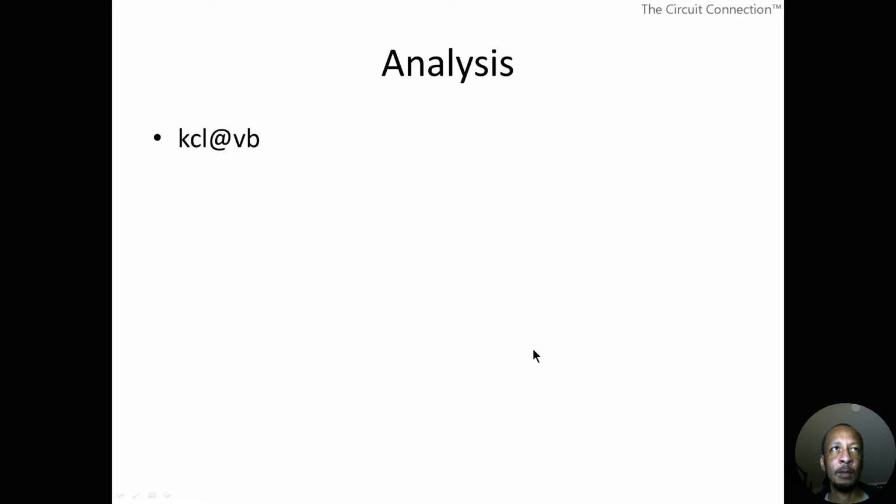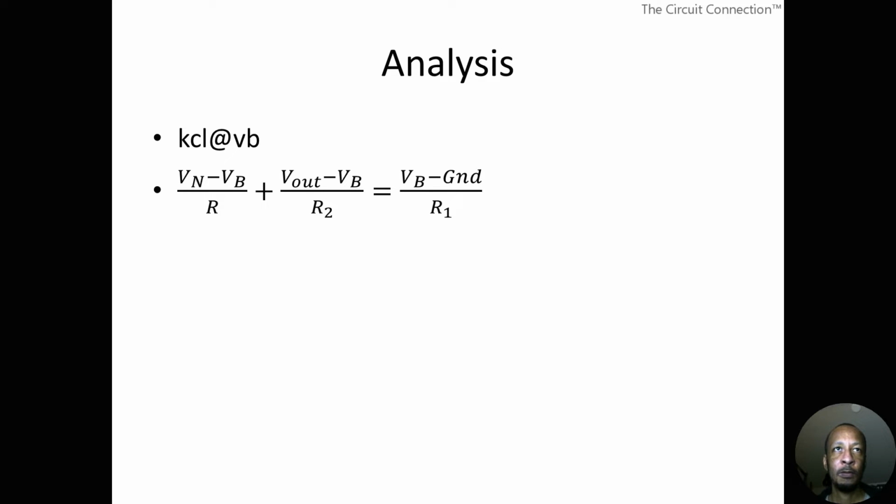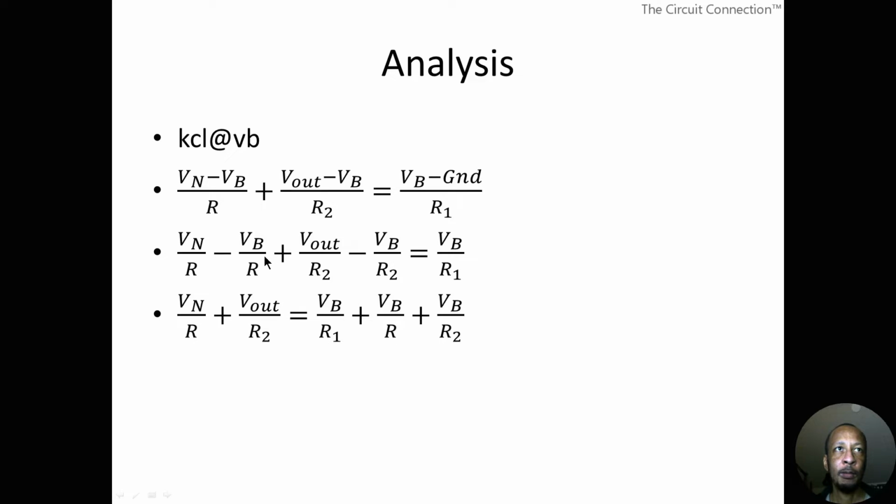So next, KCL at Vb. That gives us this equation here: (Vn minus Vb) over R plus (Vout minus Vb) over R2 equals (Vb minus ground) over R1. And so ground, of course, is 0, so that's going to reduce this part over here, and all we're left with is Vb over R1. Then we split up these fractions here because what we want to do is isolate Vb. So we split the fractions up, and the fractions with Vb in the numerator, we bring them over to the right side.